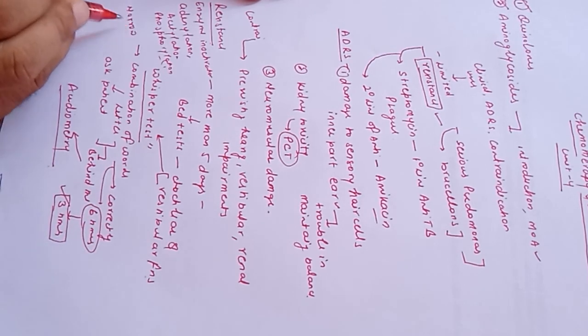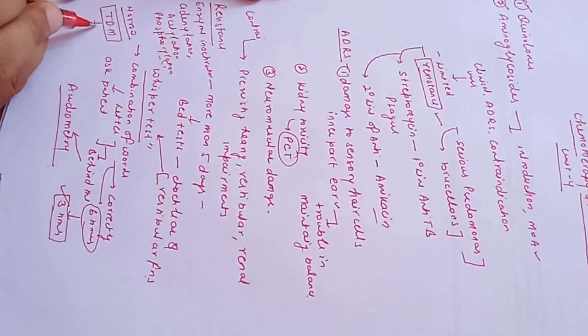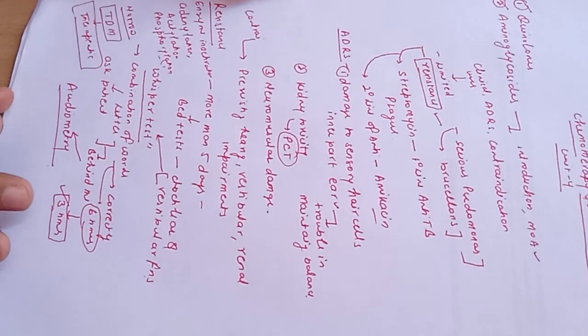So TDM, therapeutic drug monitoring, is required to observe the concentration of the drug in the plasma, whether it is crossing the limit or not, because even a little crossing will lead to a toxicity problem. So this is all about the uses, ADRs, and contraindications.